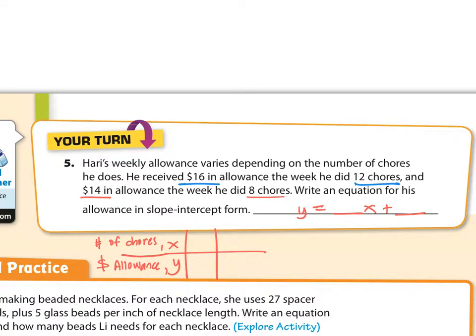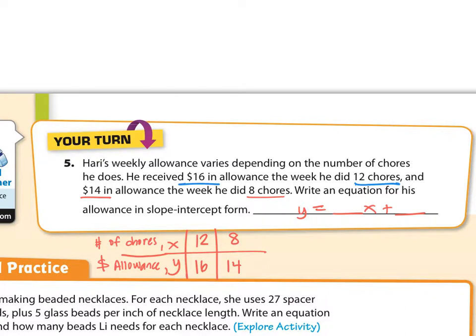If you think about it this way, x is the independent variable, y is the dependent variable. See if this makes sense. The allowance depends on how many chores Harry did. Since the allowance depends on the chores, the allowance is the dependent variable, the y. Okay, so let's fill in this table. He got 16 bucks allowance for doing 12 chores, and then he got, looks like, $14 when he did 8 chores.